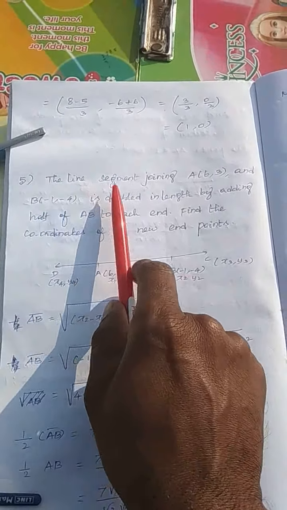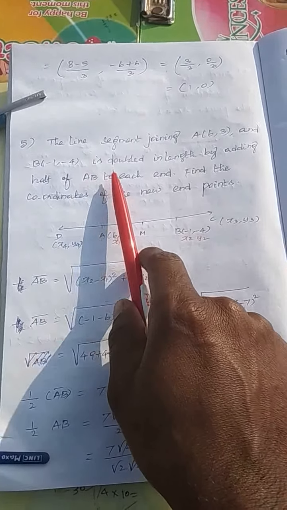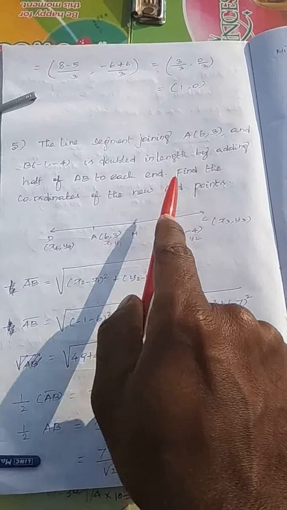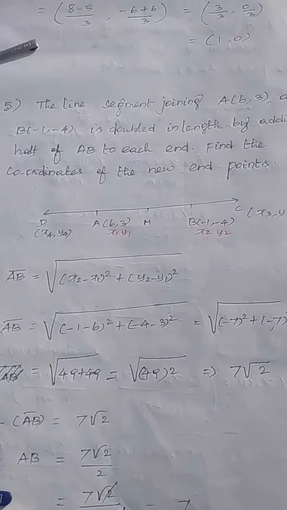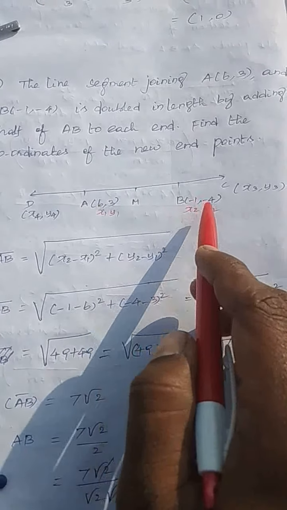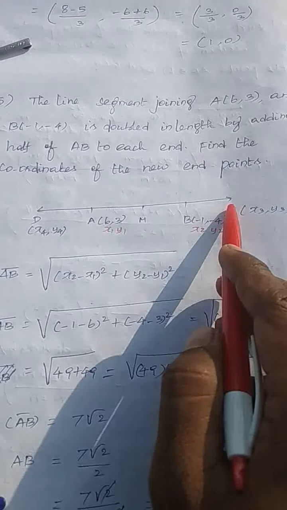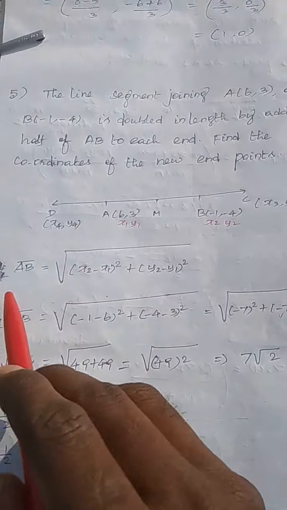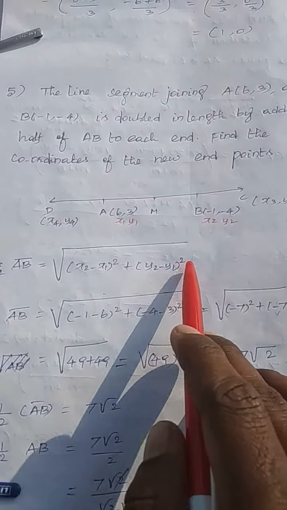Now question number 5, the line segment joining A of 6 comma 3 and B of minus 1 comma minus 4 is doubled in length by adding half of AB to each end. Find the coordinates of the new endpoints. Here A, here B. A value 6 comma 3, B value minus 1 comma minus 4. After midpoint M, here it is C, x3 comma y3, here it is D, x4 comma y4. Now distance of AB, distance formula x2 minus x1 whole square plus y2 minus y1 whole square.